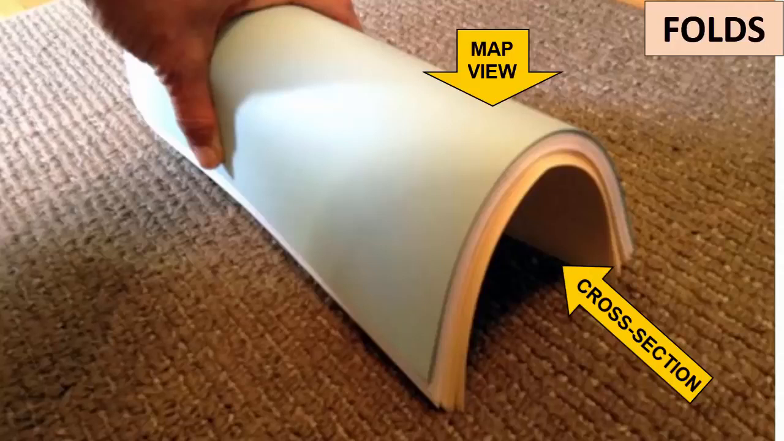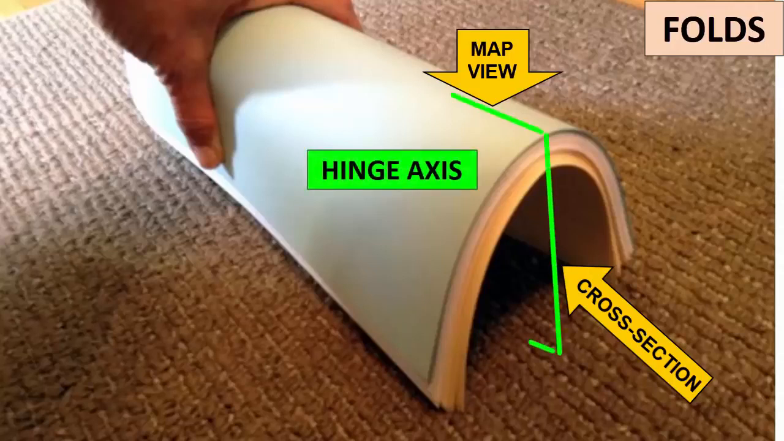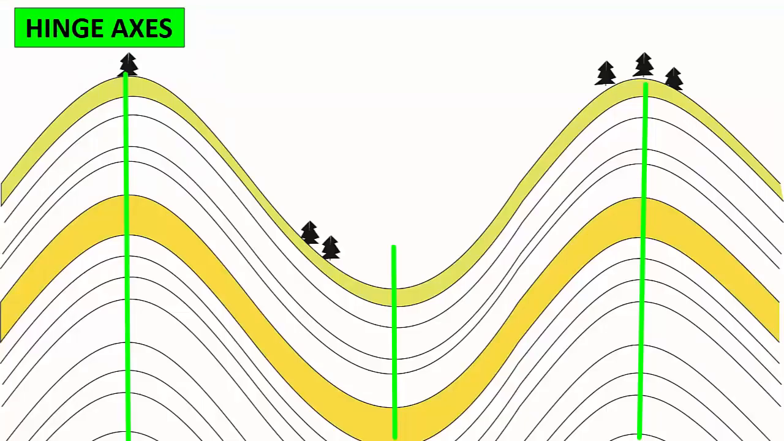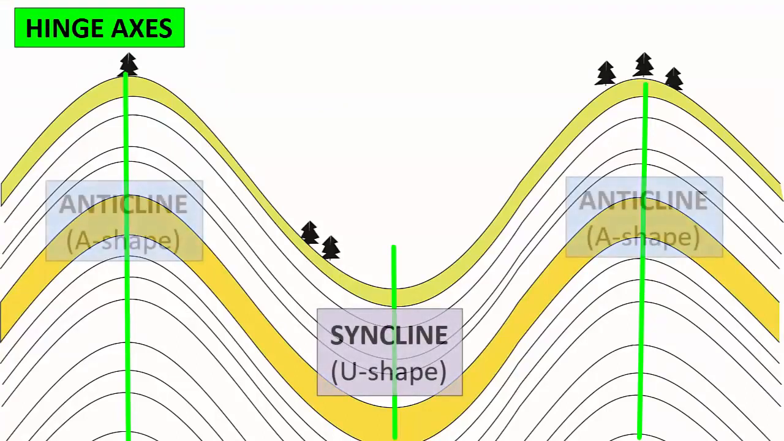First, check to see if your fold has a hinge axis, an imaginary plane that bisects the fold and along which the fold drapes or hangs like blankets over a fence or wall. If the fold has a hinge axis, you can classify it by looking at its cross-section that cuts perpendicularly through the hinge axis. When you look from the side, synclines have a U-shape in cross-section. Anticlines are the opposite, an upside-down U or an A shape.